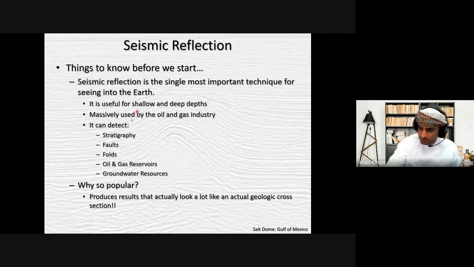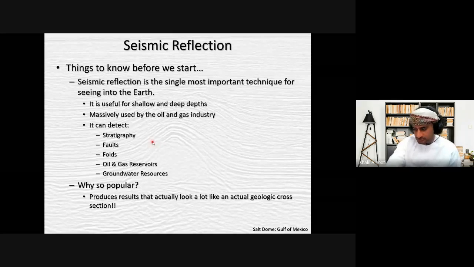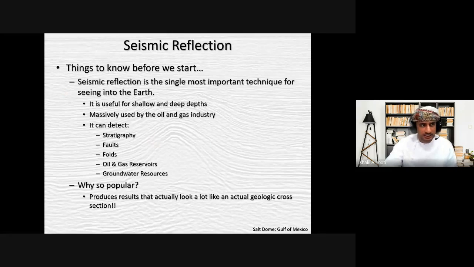Can you see this feature? It's not very clear, I know. It's a background feature. But I can show you, for example, salt dome seismic.